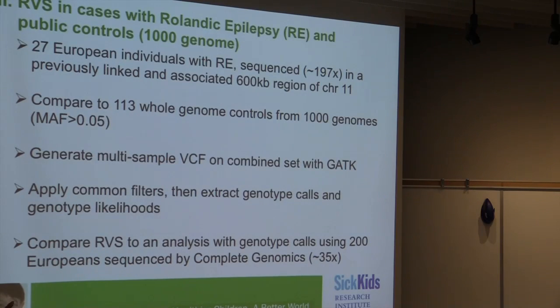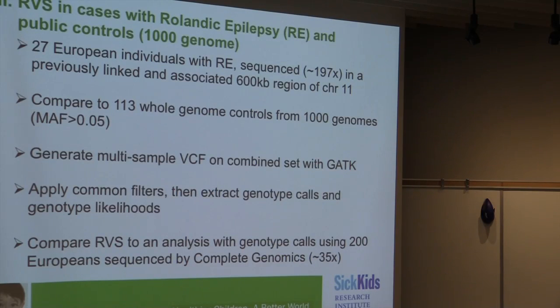Okay, so the last example is a real data example. We had 27 European individuals with rolandic epilepsy, and they were sequenced, this was many years ago, at 197X in a 600 kb region of chromosome 11. This actually was one of the real motivators, because I had an investigator come to me. He was very excited with all this new next generation sequencing methodology, but he sequenced the cases and he had no controls. So we decided we needed to develop some methodology that would enable us to use some of the public control data out there, or use other data.